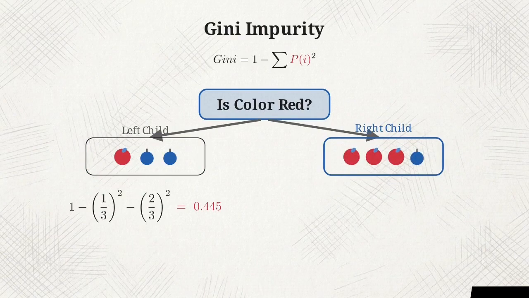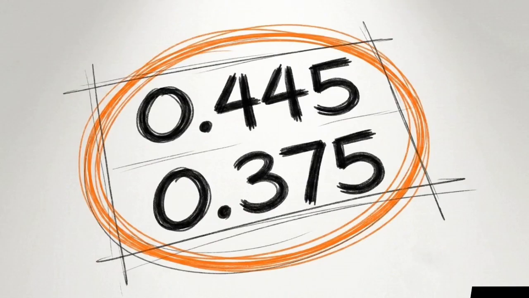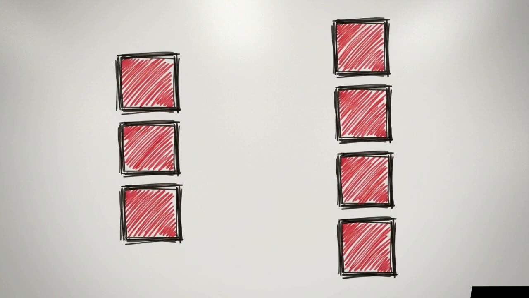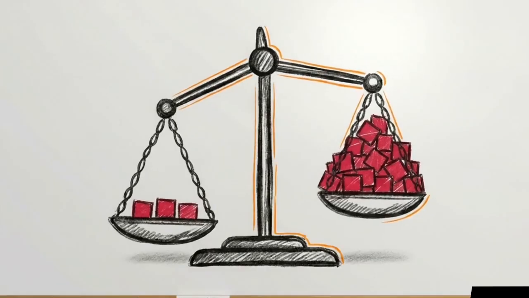For the right child node, we have 4 samples, 3 apples and 1 grape. We square the probabilities of 3/4 and 1/4. This results in an impurity score of 0.375 for the right node. We have quantified the mixture in both nodes, but to evaluate the split as a single unit, we have to combine these scores. We cannot simply average the 2 Gini scores of 0.445 and 0.375. That would ignore the fact that the 2 nodes represent different amounts of data. The left node has 3 samples, while the right has 4.